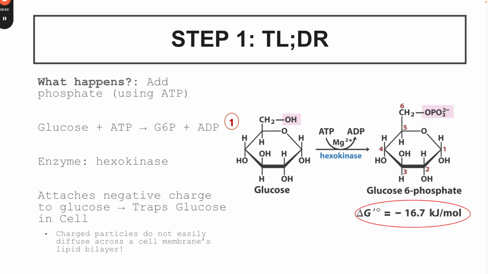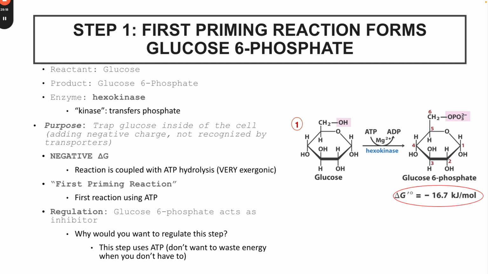There's regulation, so glucose 6-phosphate acts as an inhibitor. Can anyone tell me why we would want to regulate this step? Exactly. If we have very limited ATP and we don't regulate this step, and then we use ATP to phosphorylate glucose, we may die. So that's not good. All right. This slide is just a summary of everything I just said, so I'm going to move on.